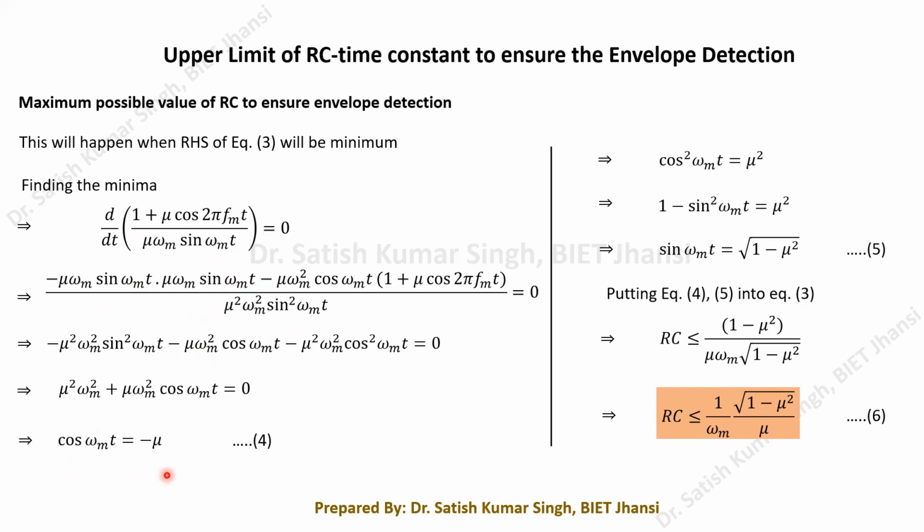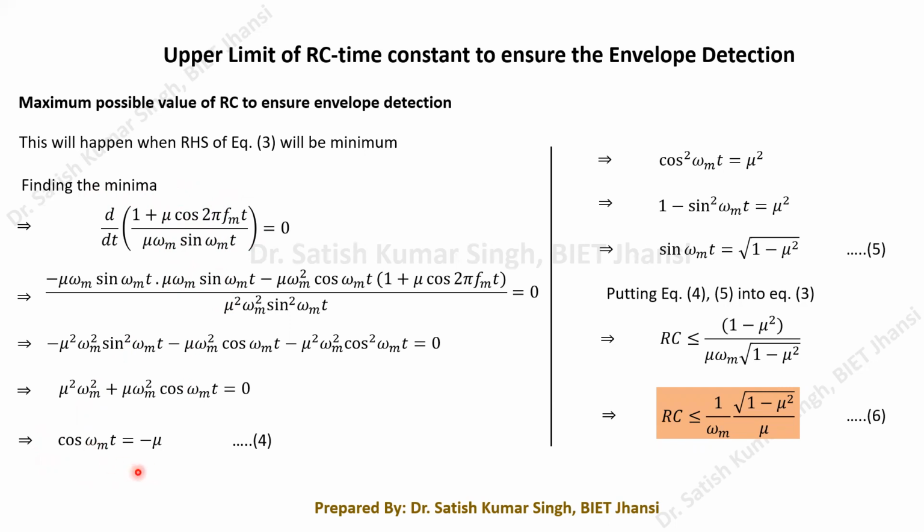Then again, to ensure whether it is the minima point or the maxima point, you have to follow this: if we substitute cos omega mt equals to minus mu into that expression, this expression will become positive or negative. That way we decide whether it is a maxima or minima. So basically if we differentiate it, we will get that cos omega mt equals to minus mu is going to give you the minima point for this particular equation.